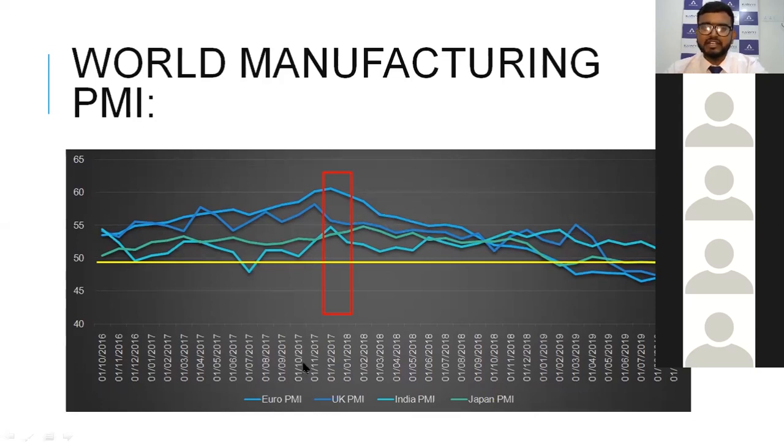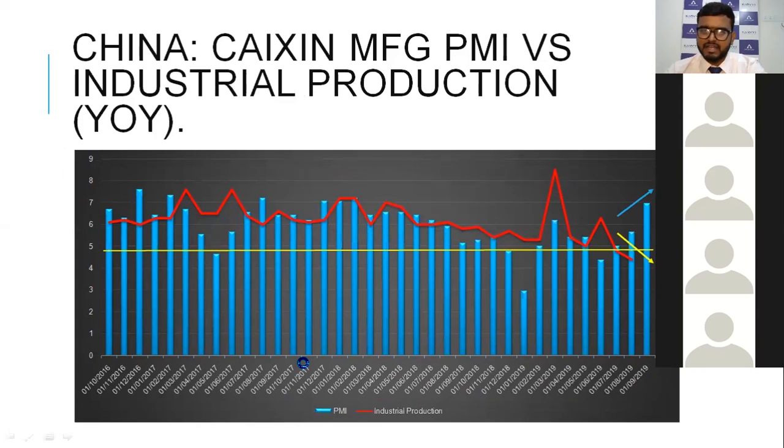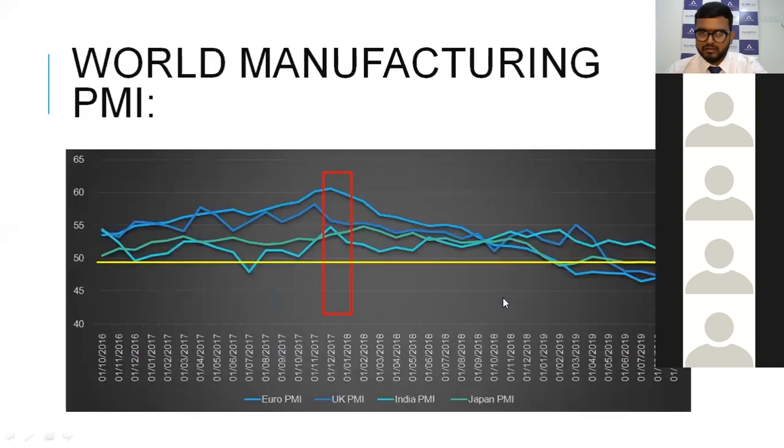But interestingly, when you see the US and China PMIs, they started to drop only when the trade war issue started, during February 2018. But when you consider the Euro, UK, and Japan PMIs, they had just peaked out before the trade war actually started. You can see in December 2017 these are the highest recordings they have made, but the trade war actually started in February 2018.